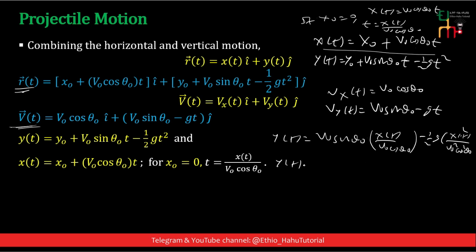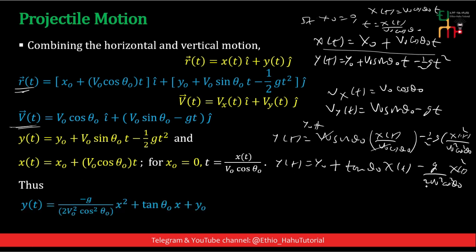Y of t, actually here we have y naught. Y of t is equal to y naught plus v naught with v naught, sin theta naught over cos theta naught, which is tan theta naught, times x of t, minus g over 2 v naught square cos square theta naught times x of t square. Therefore, rearranging this, y of t is equal to minus g over 2 v naught square cos square theta naught times x square plus tan theta naught x plus y naught.